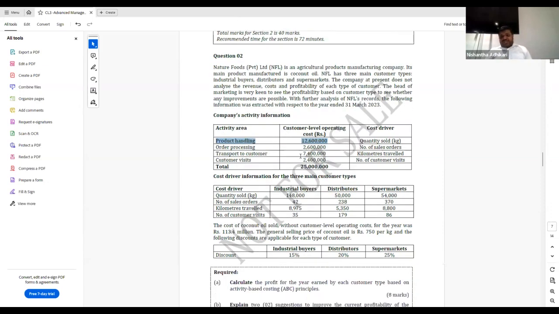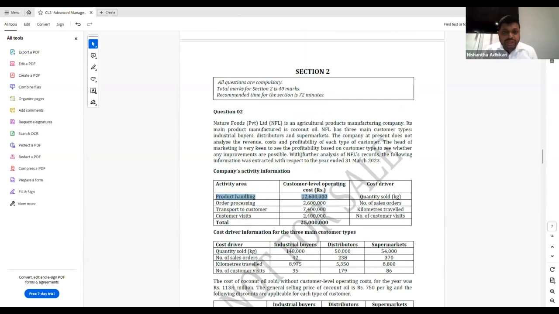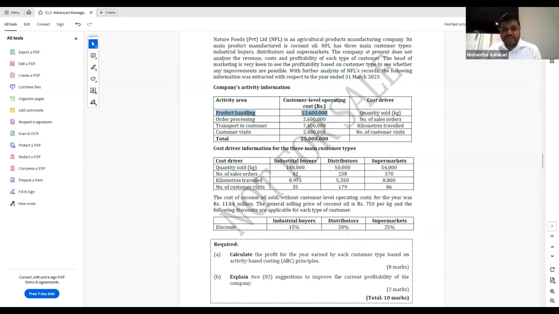Right. That was the first question of section two. It's raining, so sometimes we can't hear your voice. Give me a second. Now is it audible, right? I think it's raining outside and affecting the meeting room. Sometimes there might be disruption. Anyway, hope you can hear. If you can't hear, let me know.